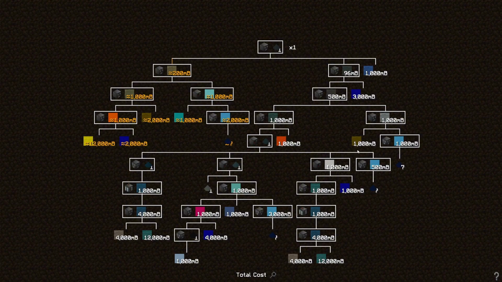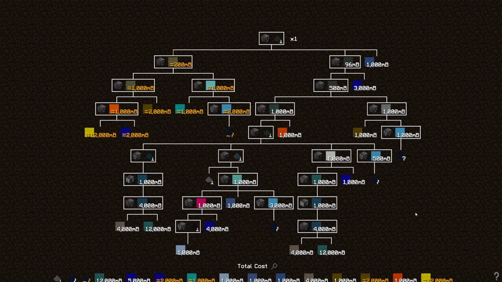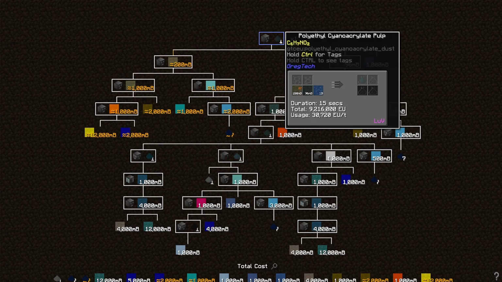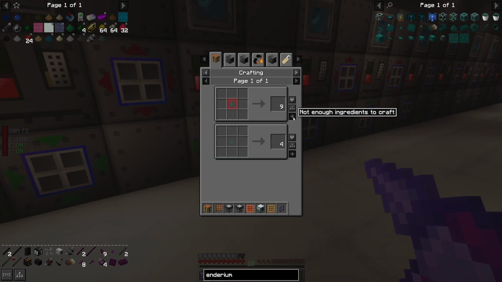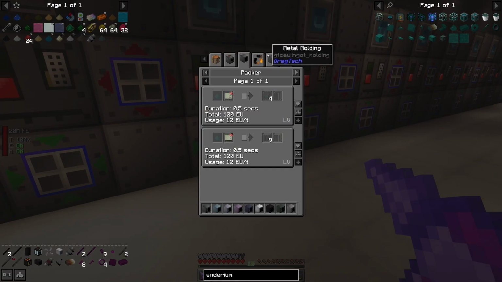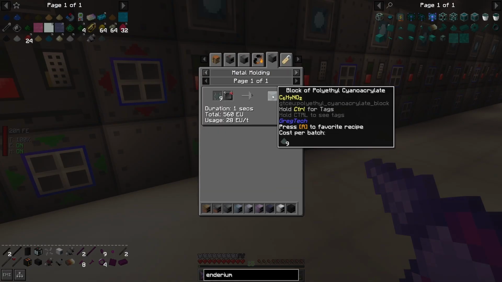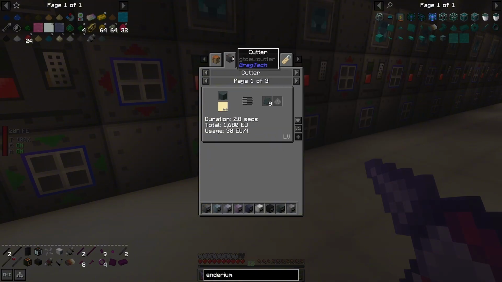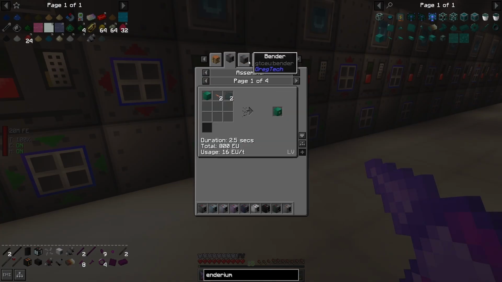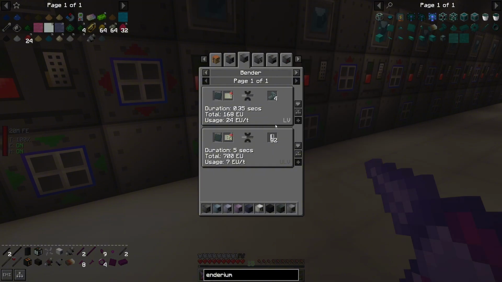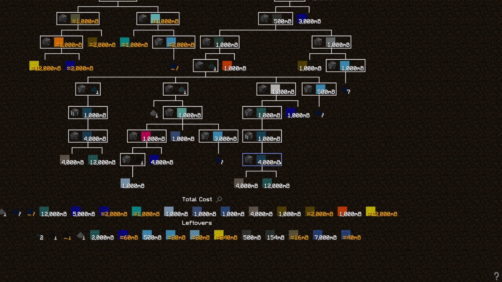So let's see if I have this thing still. Ah, yes. So this is kind of the map that we're dealing with for the polyethyl cyanoacrylate pulp. Now, if I wanted to make the plate out of that, we would need to mold it. Yes, mold it. And then, I guess cut it for the plates or the sheets. And then the sheets would be bended, whatever. But yeah, so we got a lot to do here.